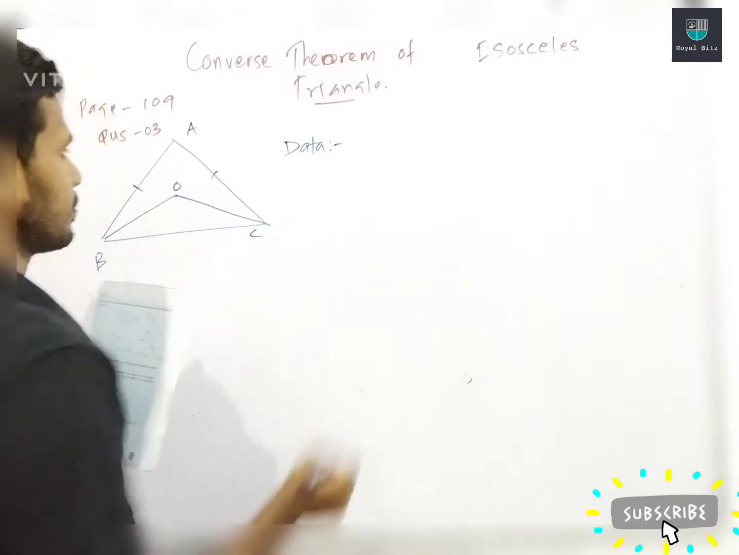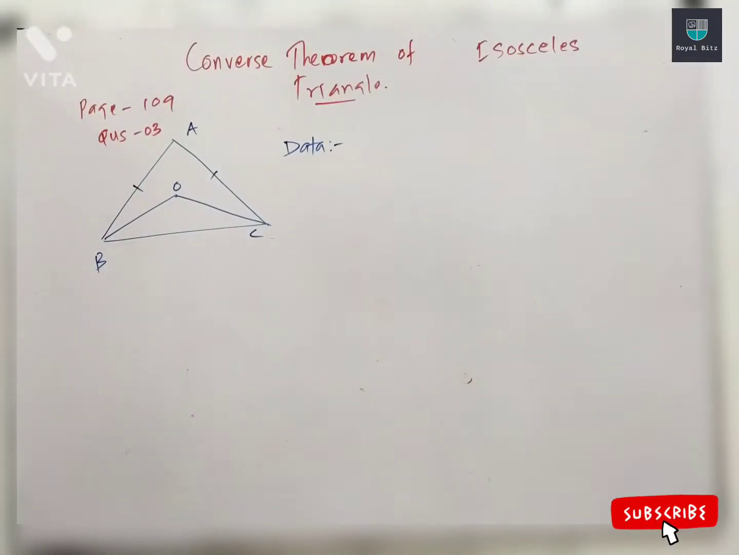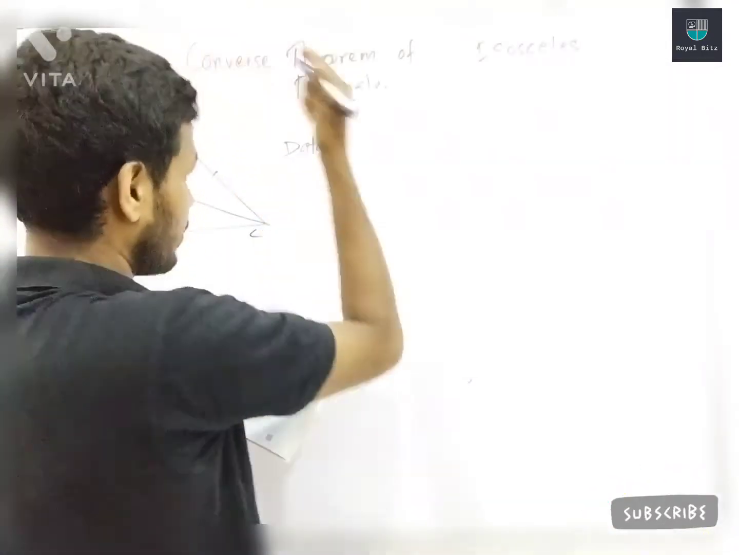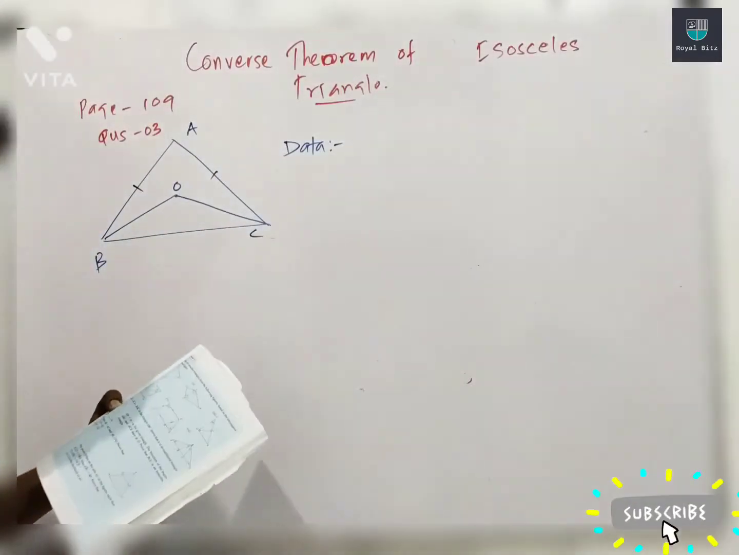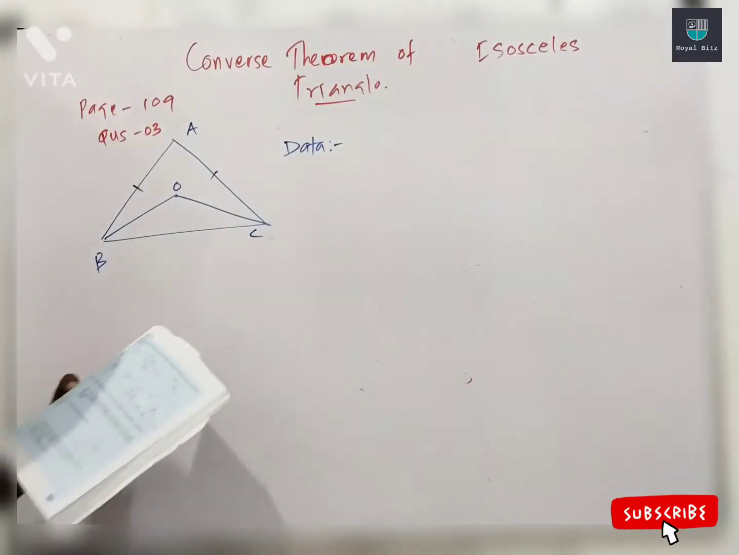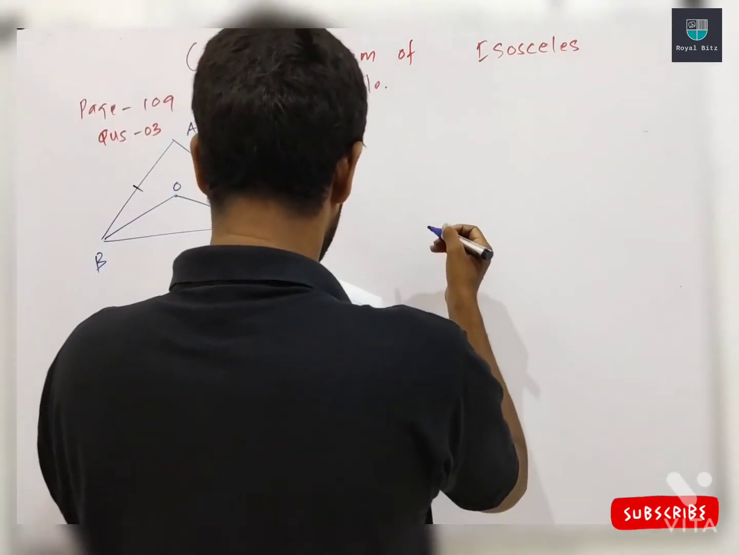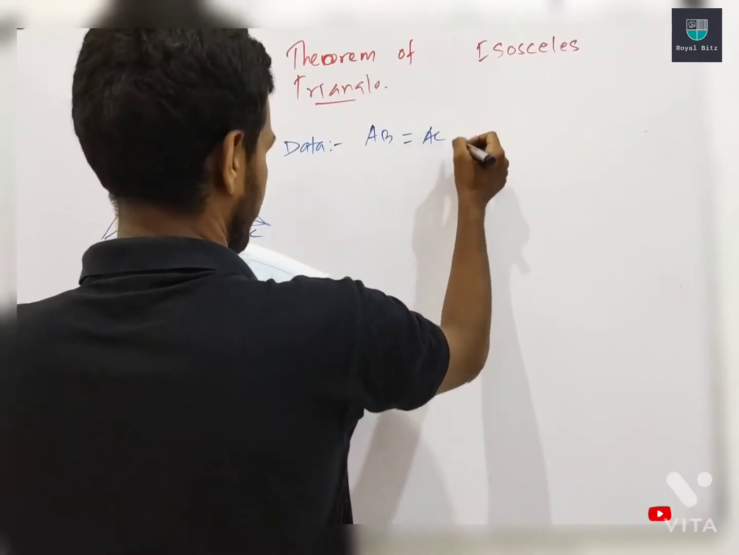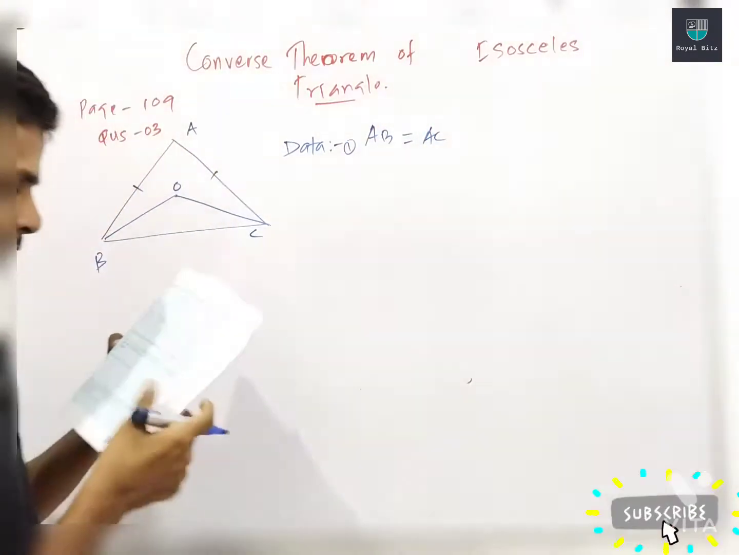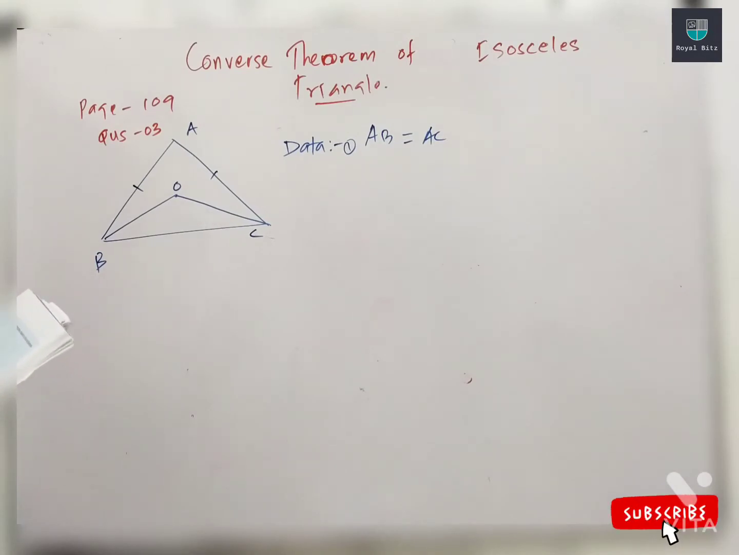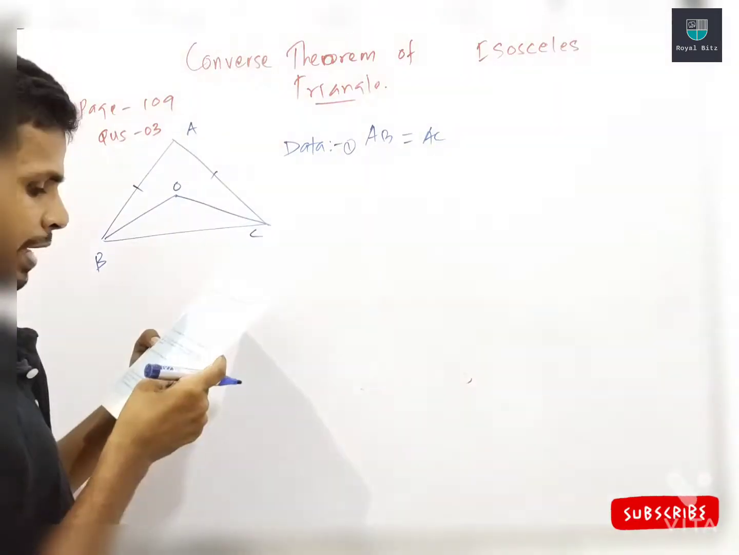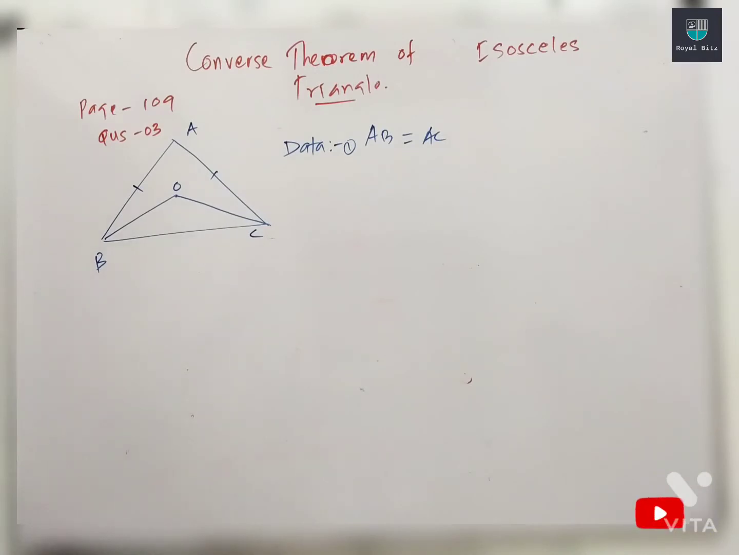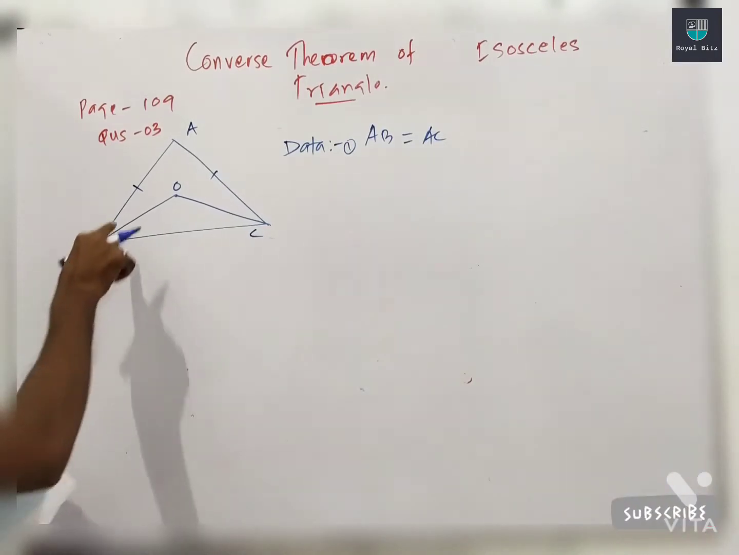Do we need to do construction? We'll check it. See AB. So we'll write. You can try yourself first. Draw the image and do it. Data is AB equal to AC. And the bisector of this angle. So this is the bisector.